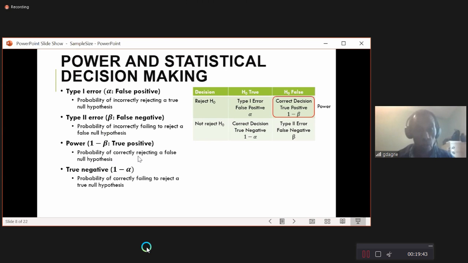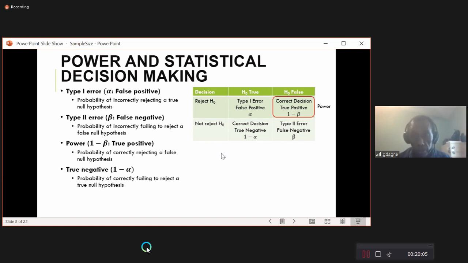So the probability of correctly rejecting a false null hypothesis is power. That's a definition. And then we have the probability of correctly failing to reject a true null hypothesis, the true negative term. So on the left, there's a table just to summarize these definitions here.